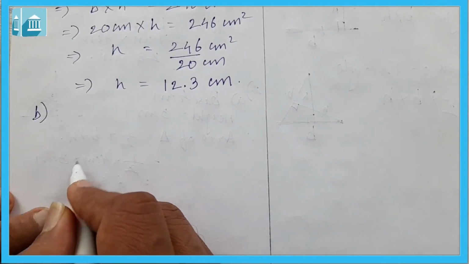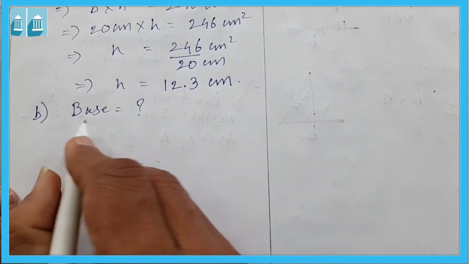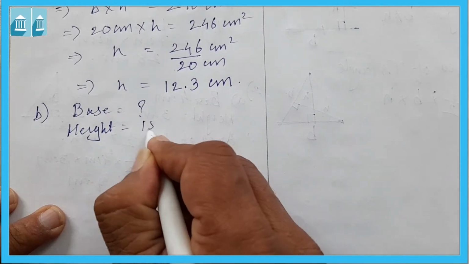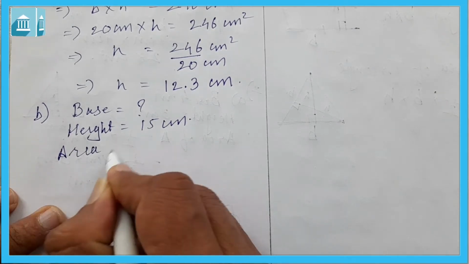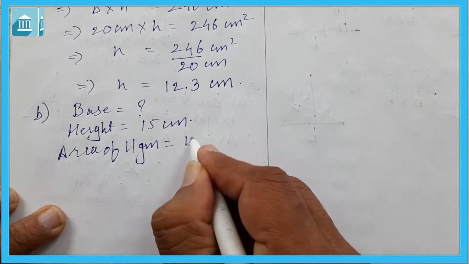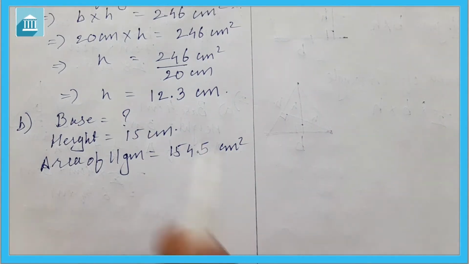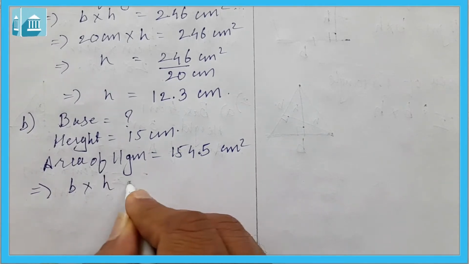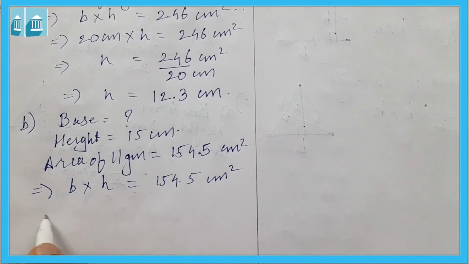Question number B, the same way here. Base is not given, base is equal to question mark. Height is given, is equal to 15 centimeter, and it is given area of parallelogram is equal to 154.5 centimeter square. So we imply that area of parallelogram is equal to base into height, which is equal to 154.5 centimeter square.